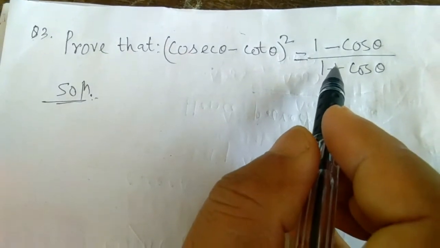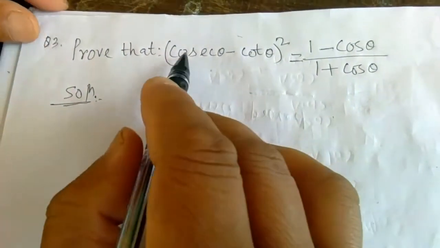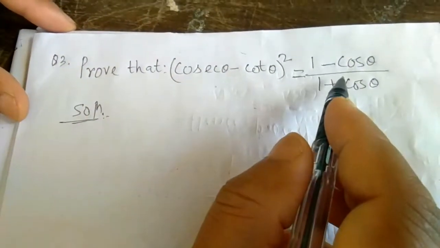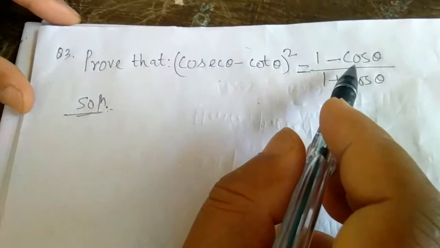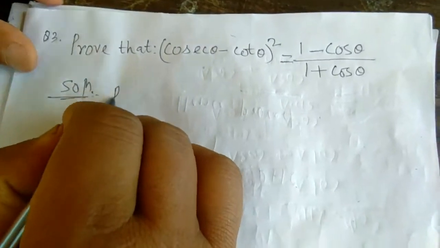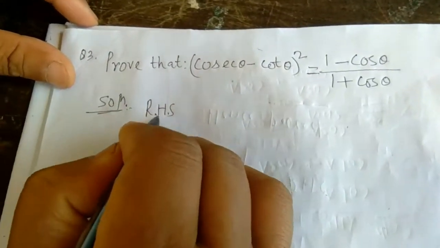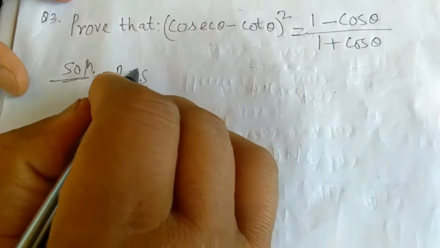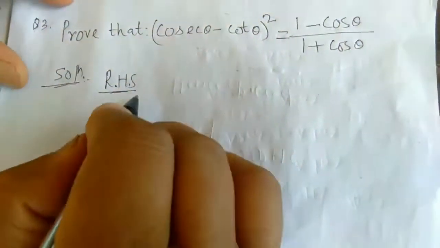So how to prove this one? We can prove from left hand side or from right hand side. If you prove from left hand side, you have to show equal to right hand side. If you prove from right hand side, you have to show equal to left hand side. Okay, so let me prove from right hand side. If you prove from right hand side, it will be a little easy for you. That's why I'm doing from right hand side.